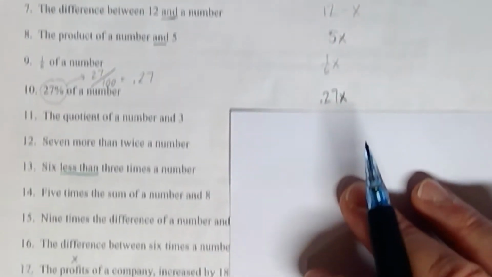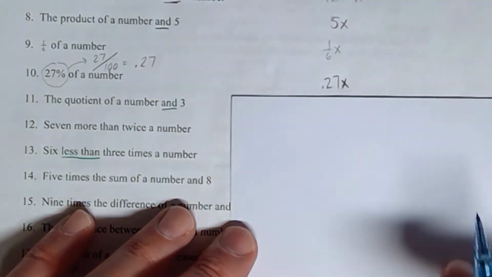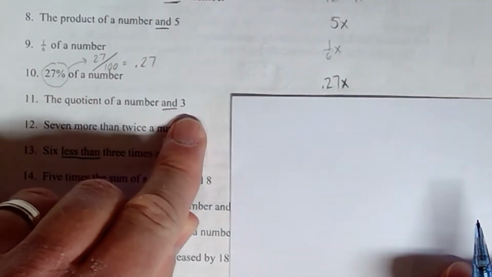The quotient of a number and 3. Remember, quotient means division. All right, we look for that word and, as I mentioned earlier. So this is going to be x divided by 3.